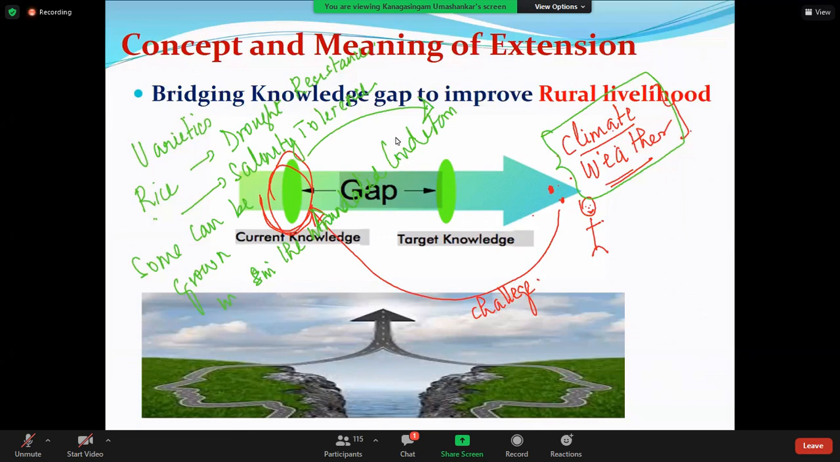The Chinese are doing that. And already in Sri Lanka we have drought resistant varieties and salinity tolerant varieties. Salinity means, close to the coastal lines your soil will become more saline, salty.